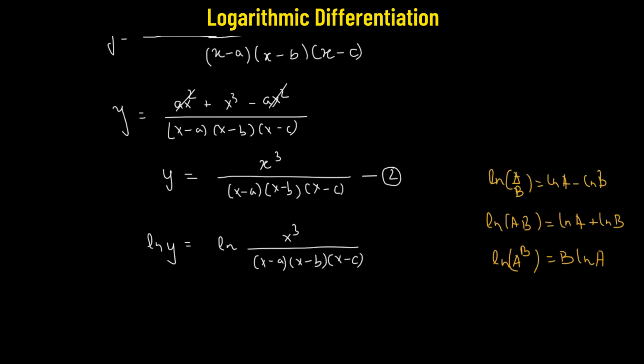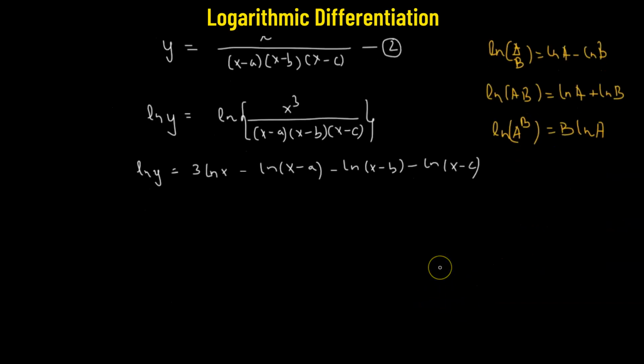Right. Now we'll use these properties and apply them to the right hand side of this expression, and this is going to give us log of y equals to 3 times natural log of x minus log of x minus a minus log of x minus b minus log of x minus c.